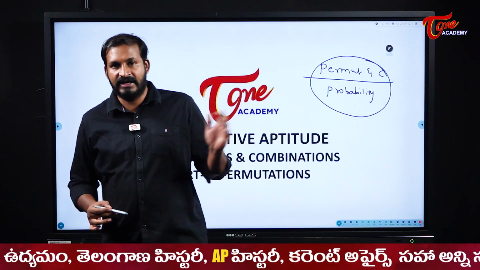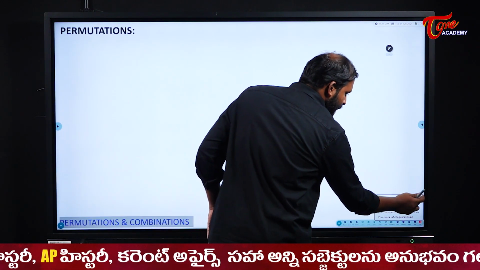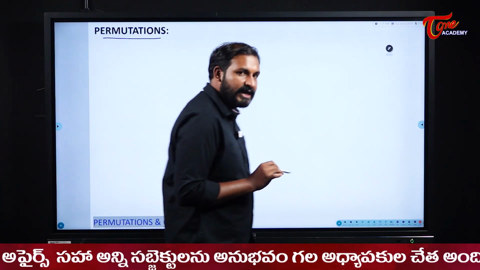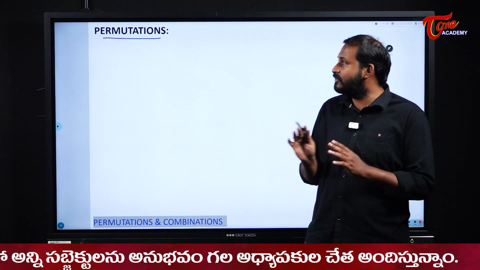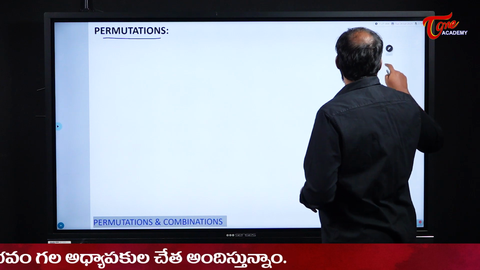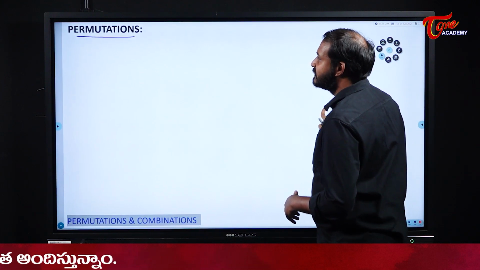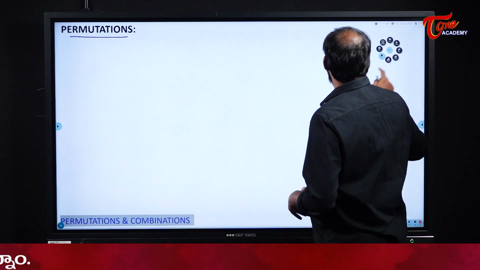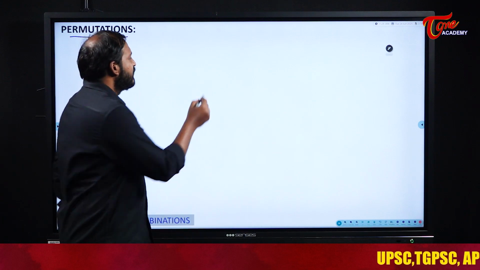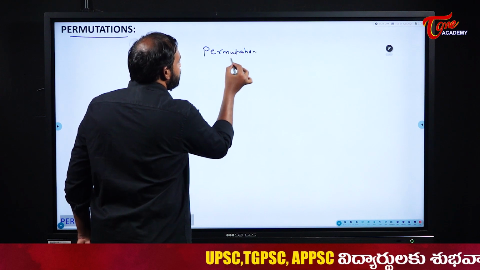When it comes to permutations and combinations, in real time, in our day-to-day life, I can call permutations as arrangement. Later we will talk about combinations, but for the time being, permutations means arranging.